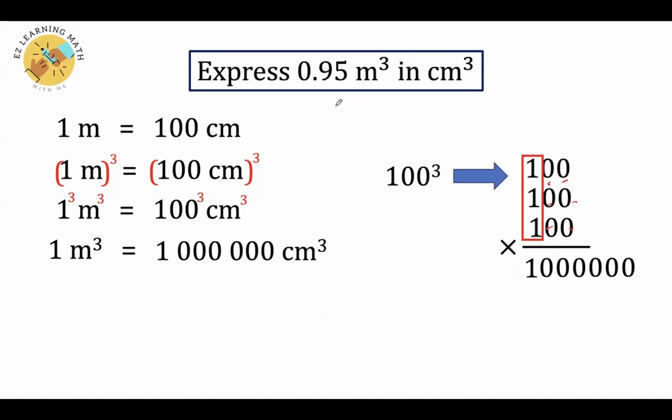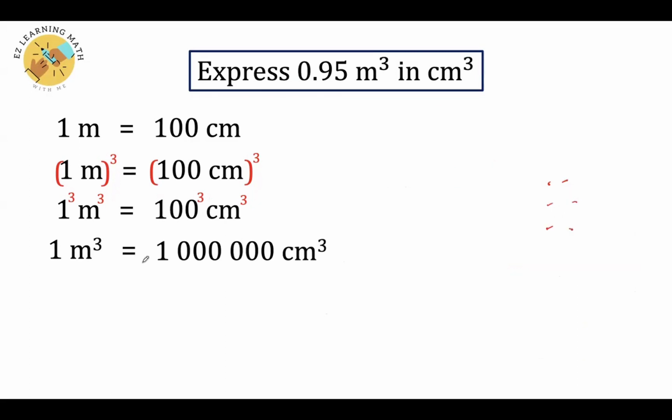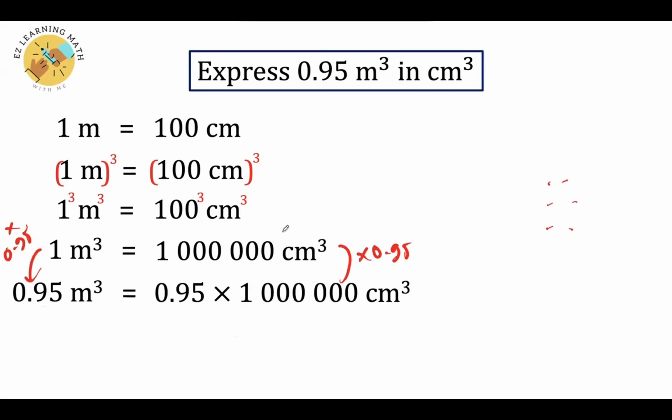Now let's use this information to convert 0.95 meter cube to centimeter cube. So from 1 to 0.95 we multiply by 0.95, right? So we do the same thing, we also multiply 1 million by 0.95. We will multiply this by moving the decimal point.